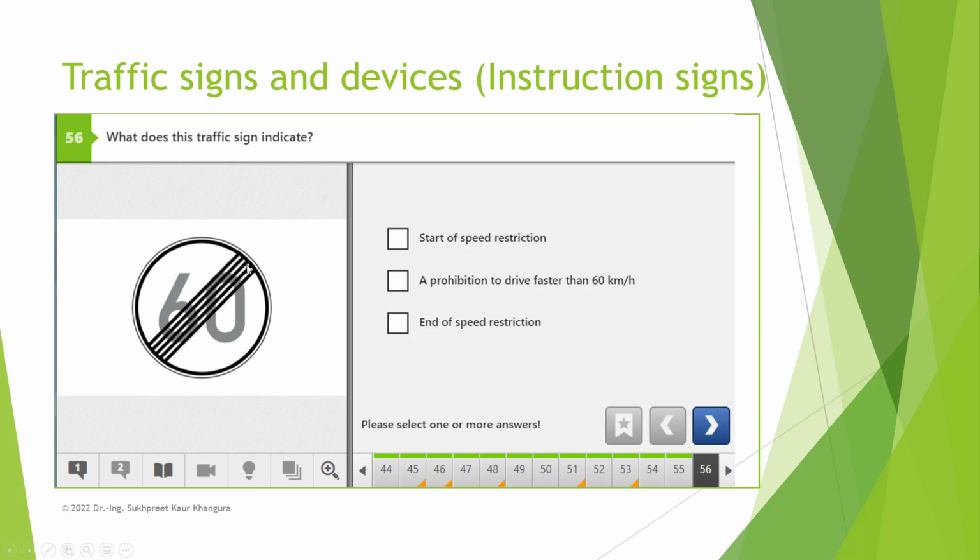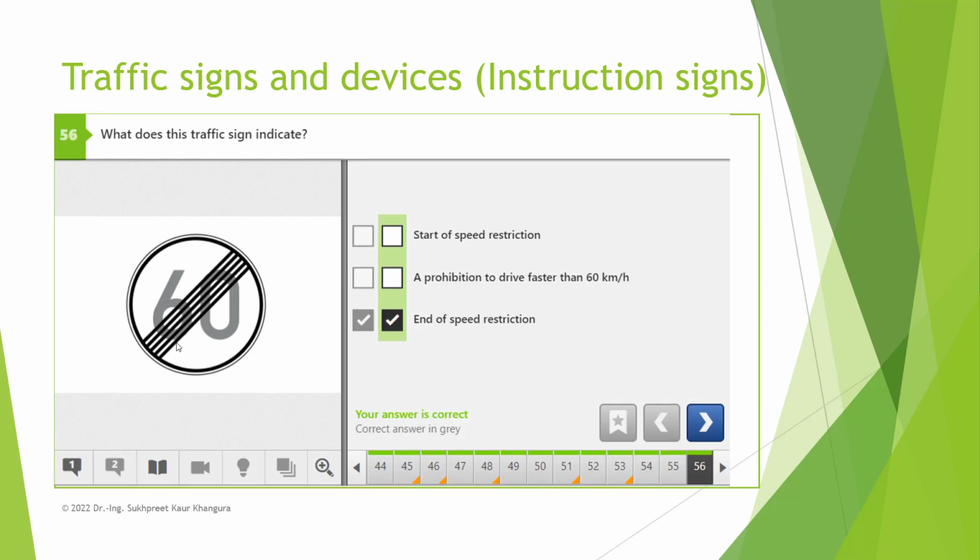So whenever you see these lines, they are cancelling something, they are ending something. In this case, the 60 km per hour speed limit has been cancelled and now you may drive faster than 60 km per hour, or you may need to drive slower than 60 km per hour. You have to look for the traffic signal. What actual speed should you follow? Moving towards the next question.